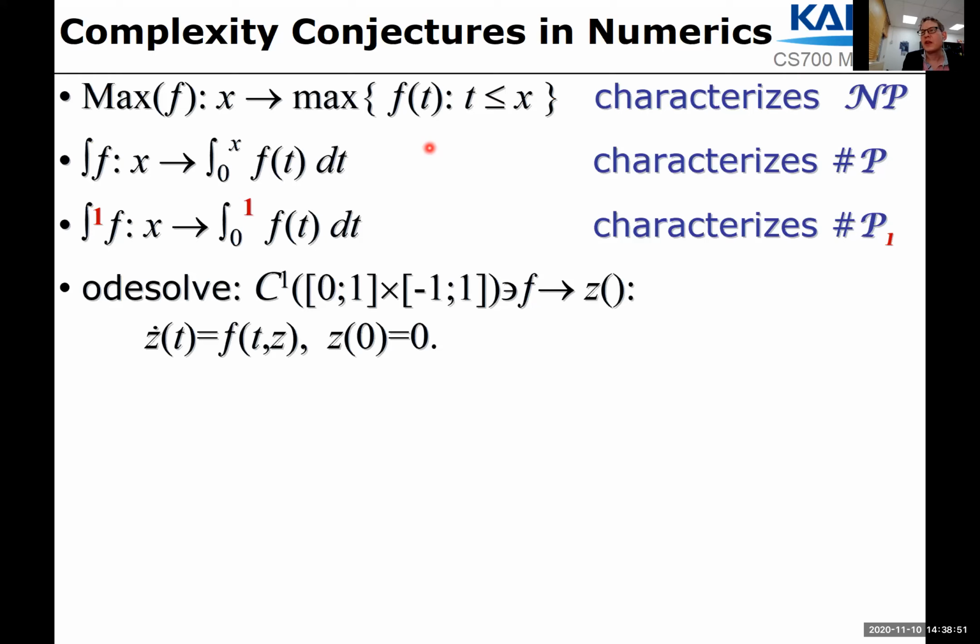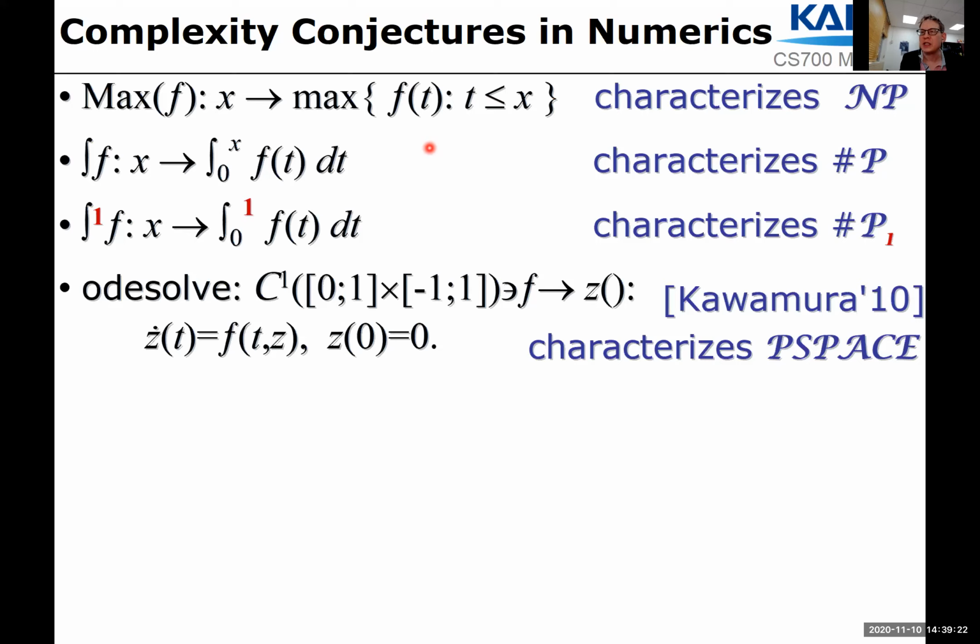Solving ordinary differential equations turned out to be a little bit more subtle because we need to strengthen the hypothesis in order for the solution to be unique. If we strengthen the hypothesis in such a way that the right-hand side is Lipschitz continuous or even C1, continuously differentiable, then the solution is unique and characterizes the discrete complexity class PSPACE, which is a celebrated result of Akitoshi Kawamura.